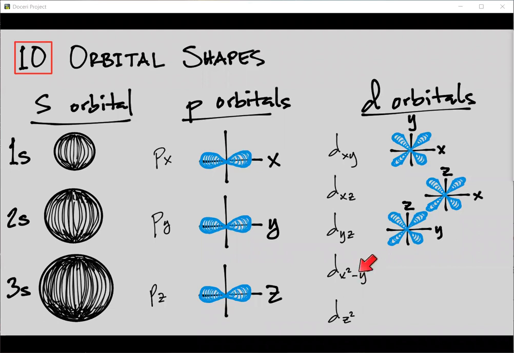And the x squared minus y squared, the lobes lie on the x and y axes. And finally, this dz squared looks like a double pacifier where you have 2 lobes that lie on the z-axis and then a ring surrounding the middle, basically the node. All right, so make sure that you know the different shapes of the orbitals. We didn't cover the f orbitals because those are a little bit more challenging.